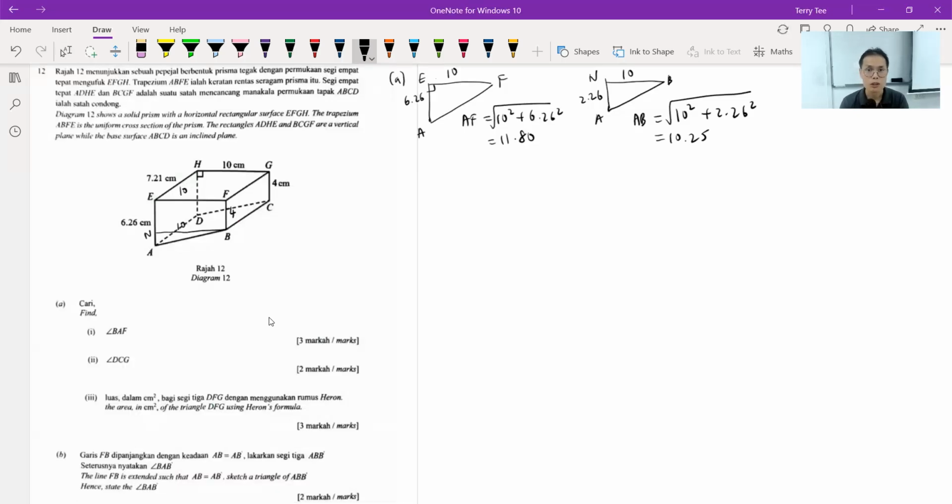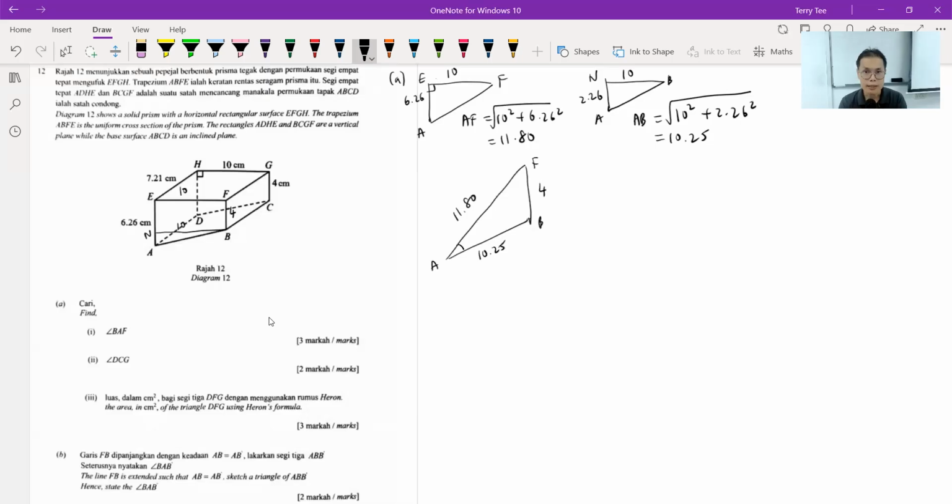So I'm going to redraw the triangle ABF. So B is here, F is on top, A is over here. I'm finding this angle. Okay, maybe I draw a bit bigger, like this. This is F, this is B, this is A. So AF we know is 11.8, AB we know is 10.25, FB we know is 4.